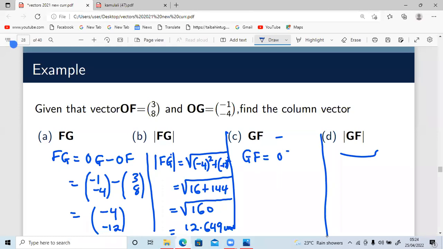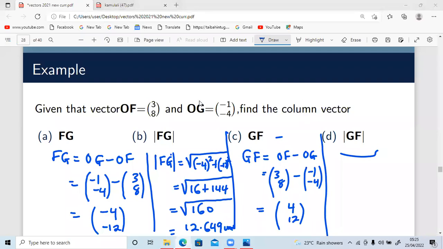Tell us, how are you getting GF? OF minus OG. Perfect. Continue. 3 8 minus -1, -4. Good. Continue. 4 12 is the answer. Okay. Thank you, Nicole.